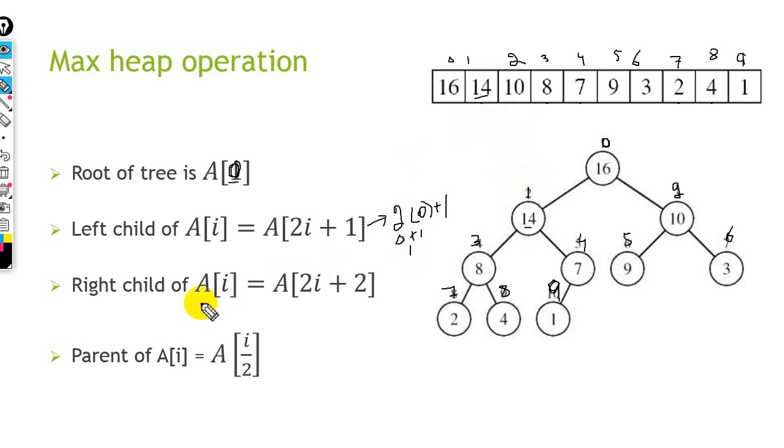So now if you want to find the right child, the formula is 2i plus 2. So 2 into i, where i is 0, so I want to find the right child node. So we should take 2 into 0 plus 2. 2 multiplied by 0 is equal to 0, plus 2, so it will give you 2. So now 2 is the right child index of this, so we should put 10 in this.